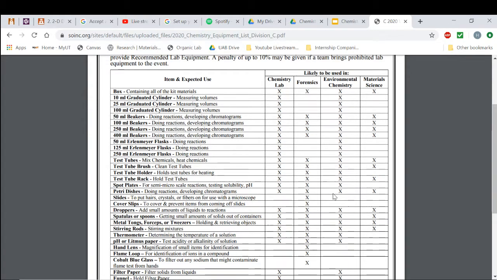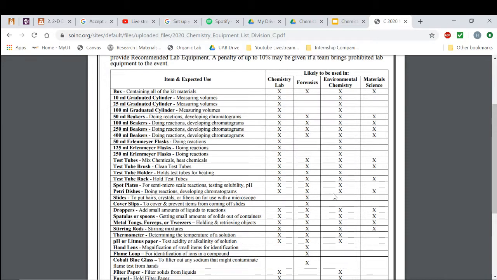So we're all supposed to bring it rather than the invitational providing it? All of these listed here, you have to bring. It used to be that the invitational would provide them, but they changed that up, so now the teams have to bring their own, just to save money, I guess.